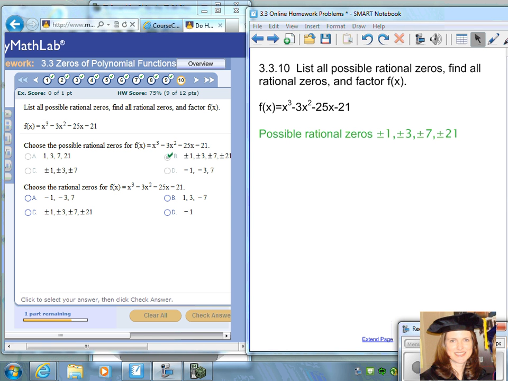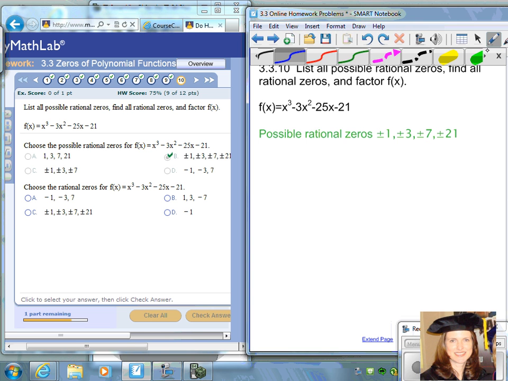For the second part, we want to choose the rational zeros. Now this is a third degree polynomial, meaning that the greatest exponent is 3. That means you can have at most 3 rational zeros of this polynomial function, but we have actually listed plus or minus 1, 3, 7, and 21. We've actually listed 8 possibilities, but at most 3 of those are going to be zeros of the polynomial function.